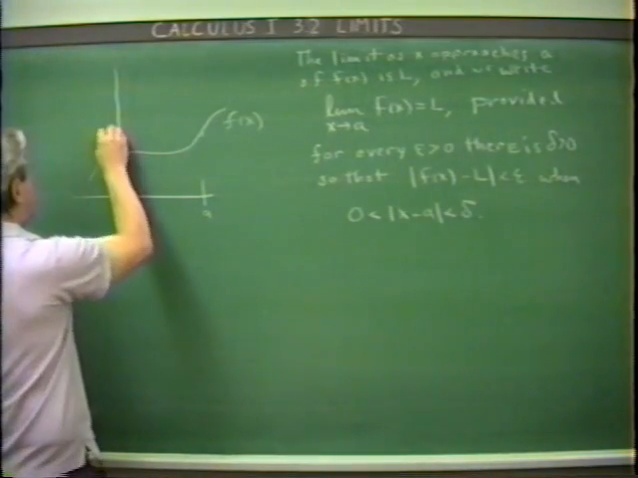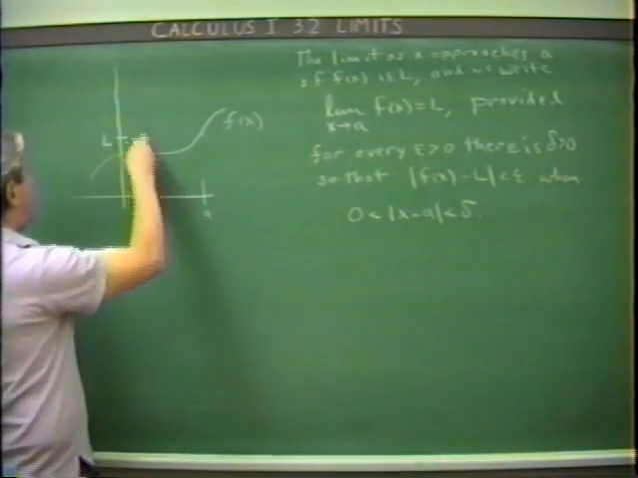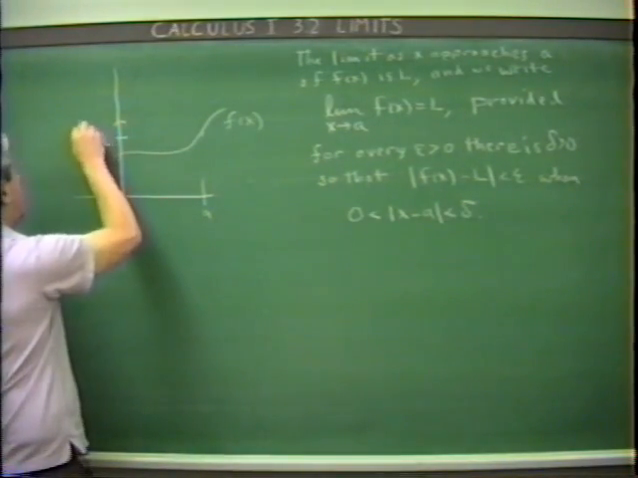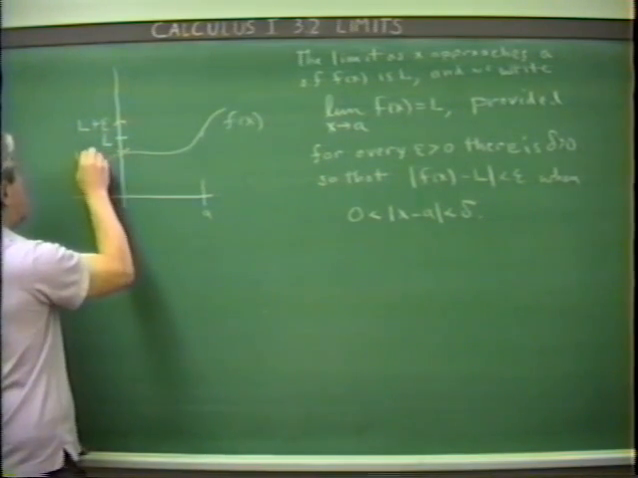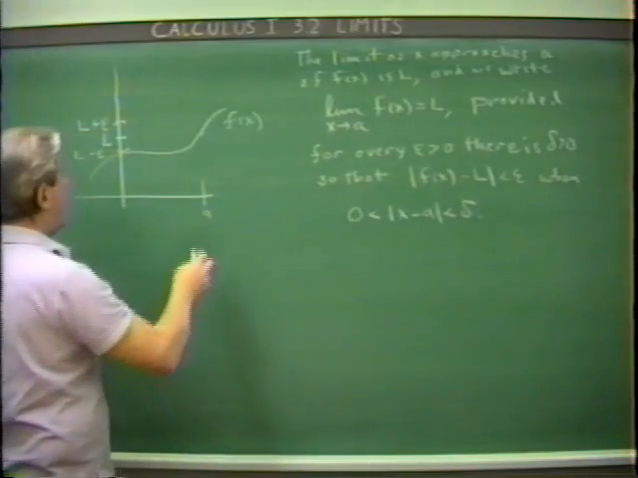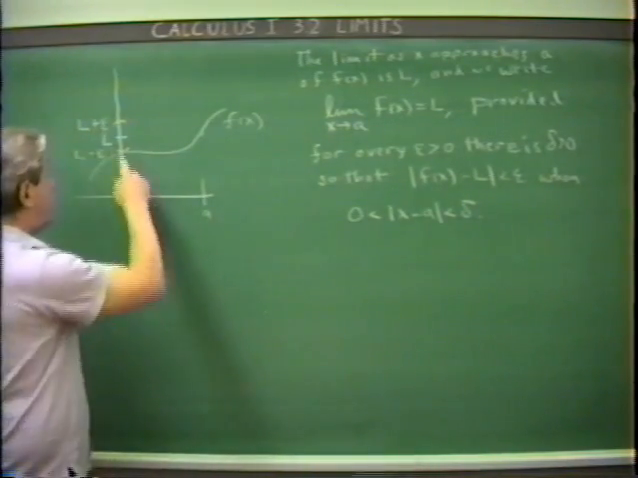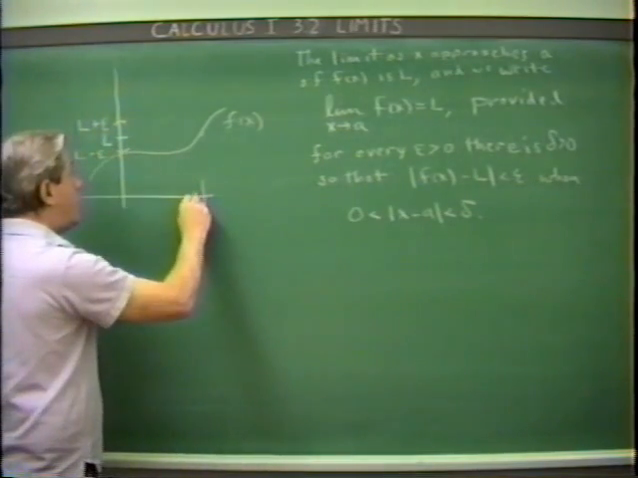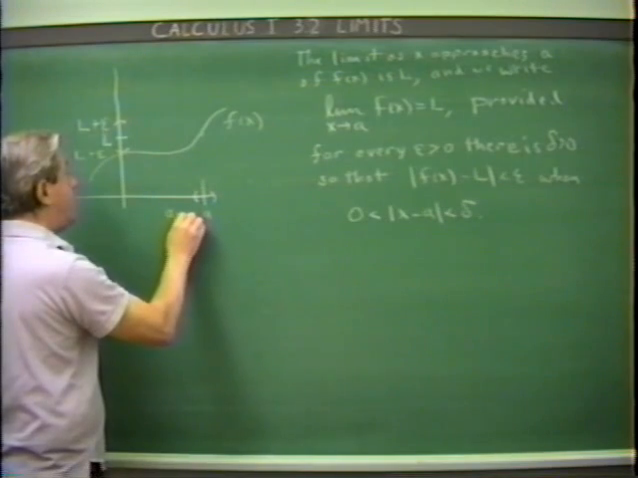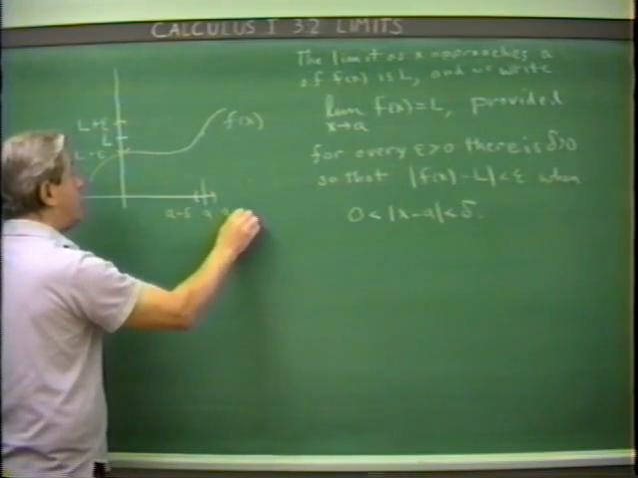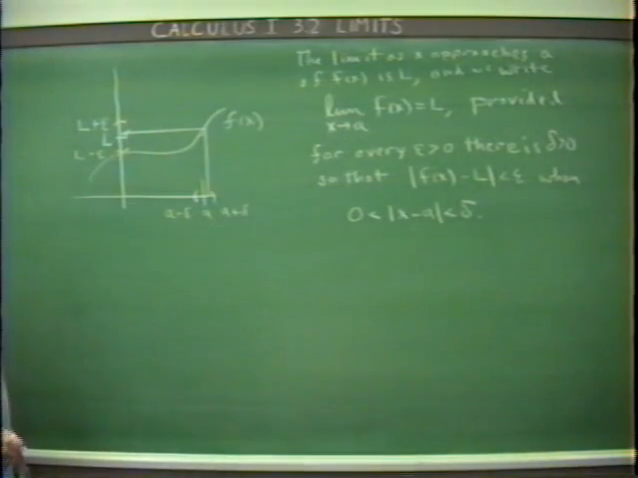But this quantity, 2x minus 3 minus 1, is 2x minus 4. This is 2 times x minus 2. We want that to be less than epsilon, that's to say, we want the absolute value of x minus 2 to be less than epsilon over 2. And this is going to happen, and this will show that the limit is 1. What we do here is let delta be epsilon over 2. We've now found that if the absolute value of x minus 2 is less than delta, then the absolute value of 2x minus 3 minus 1 is less than epsilon.